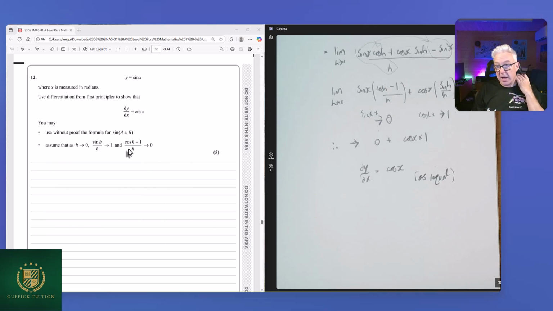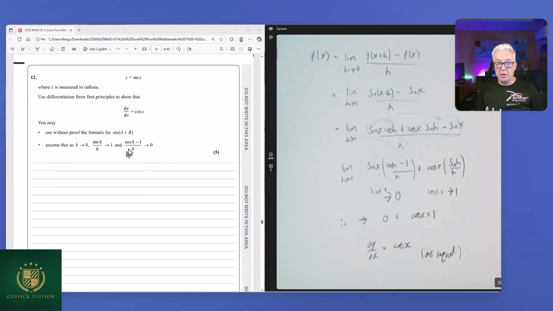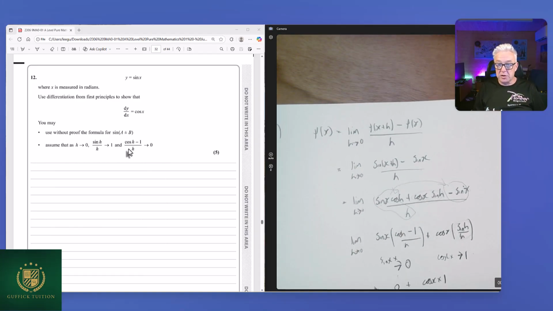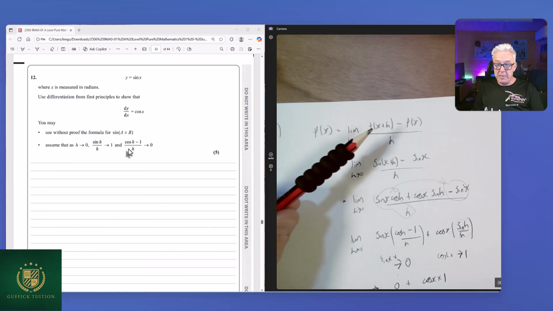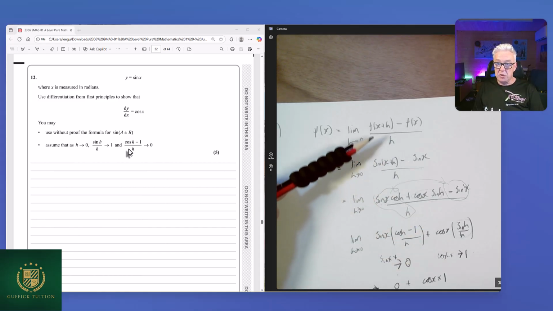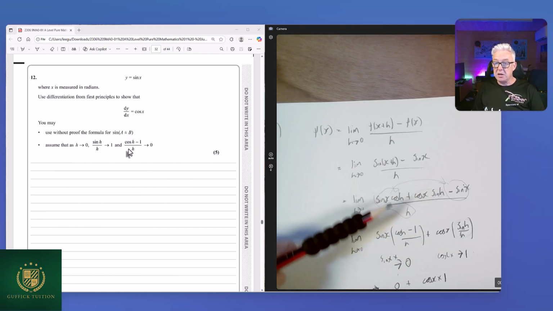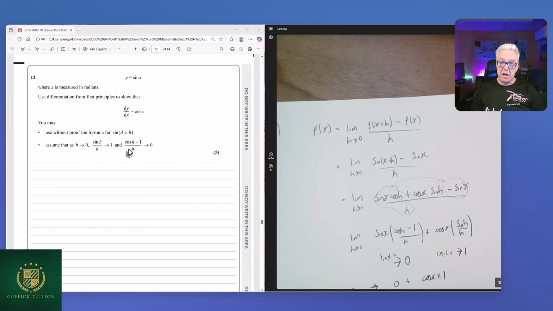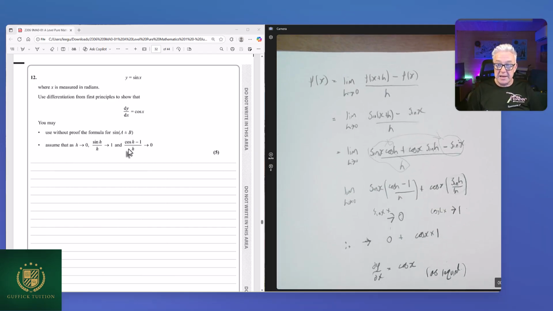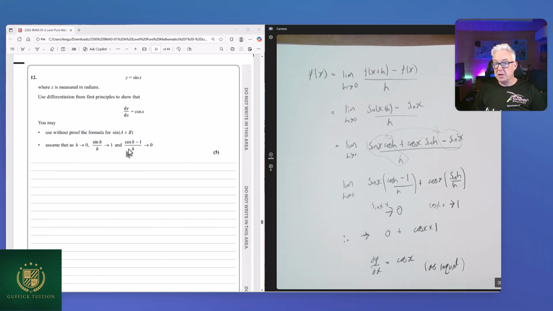Now I think that if that comes up, that really should be like an absolute gift of 5 marks, because all you've got to do is just remember this process: you sub in, you expand it, you gather together those parts, and the rest of the information is mostly given. So that's a really, really nice question, and that should be 5 pretty straightforward marks if something like that was to come up again.